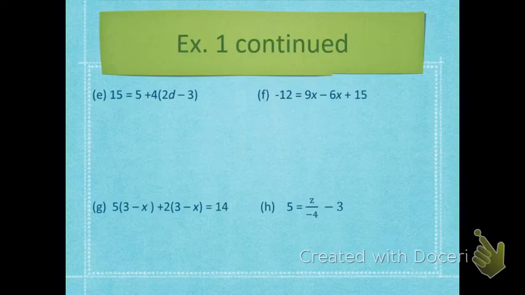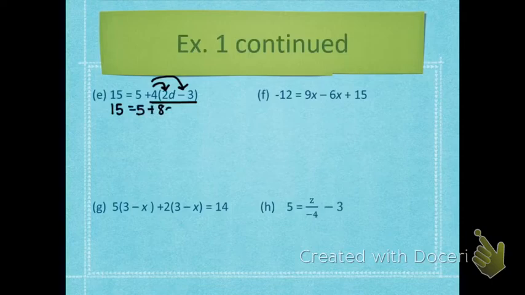All right? Are we distributing in letter E? Yes. What are we distributing? Right here. 4. Remember, parentheses should trigger you to say distributive property. There is a 4. It is sitting outside the parentheses waiting to be multiplied. So 15 equals 5. What is 4 times 2D? Okay, positive 8D. And what's 4 times negative 3? Negative 12.